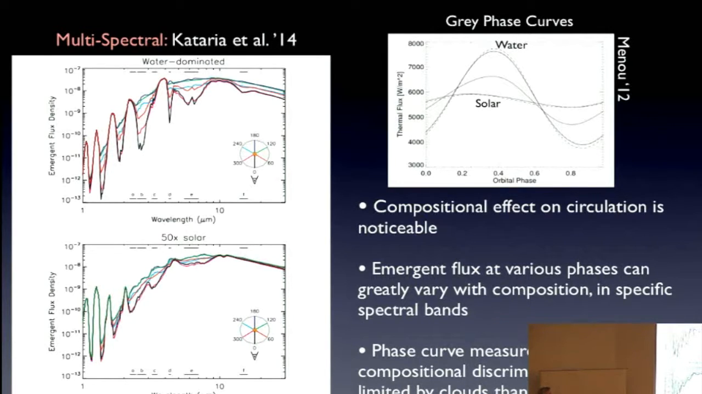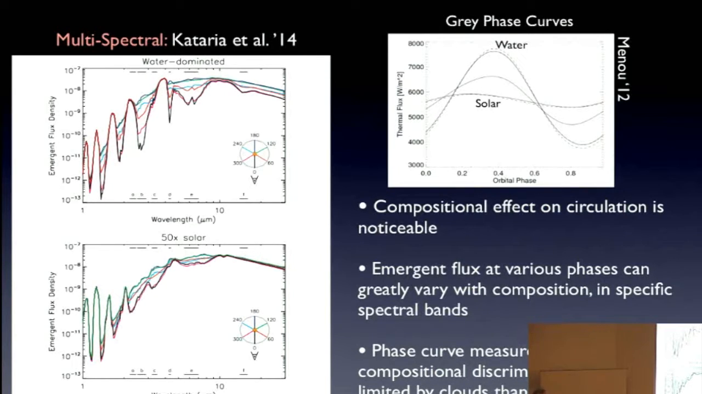Since then, this has been done much better using this multispectral code. And so I think, again, Tiffany Kataria and collaborators have basically shown that you should be able to discriminate the composition in the atmosphere of GJ1214b, and I think more generally mini-Neptunes, super-Earths, by using infrared phase curves, if you're able to get infrared phase curves.